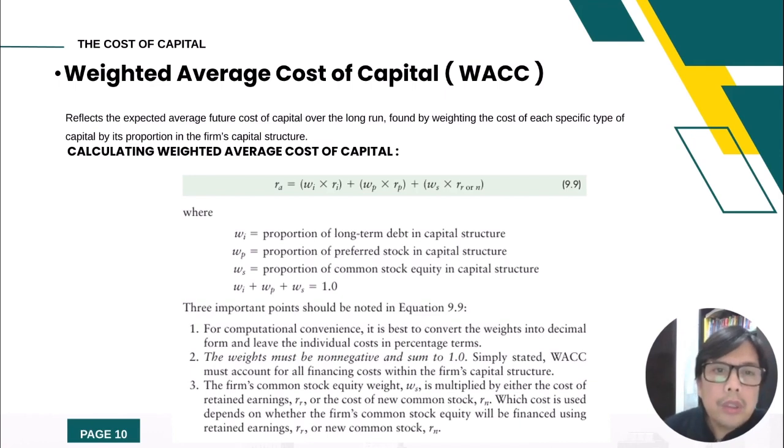Let's go now to the weighted average cost of capital, WACC. It reflects the expected average future cost of capital over the long run, found by weighting the cost of each specific type of capital by its proportion in the firm's capital structure. Calculating the weighted average cost of capital.